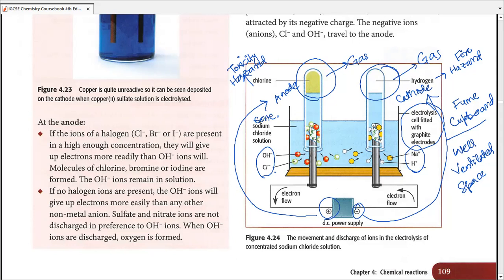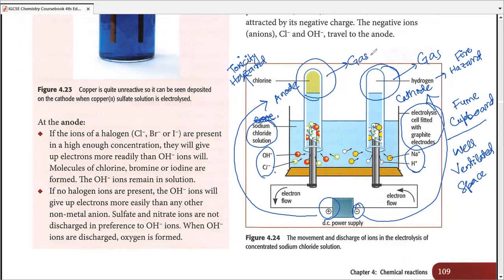But even if the word is not written with the solution, the standard understanding for any solution for electrolysis without any details for dilute or concentrated means it's automatically considered as concentrated. All right. If they do not mention the word concentrated or dilute before the solution, you are going to consider it concentrated.